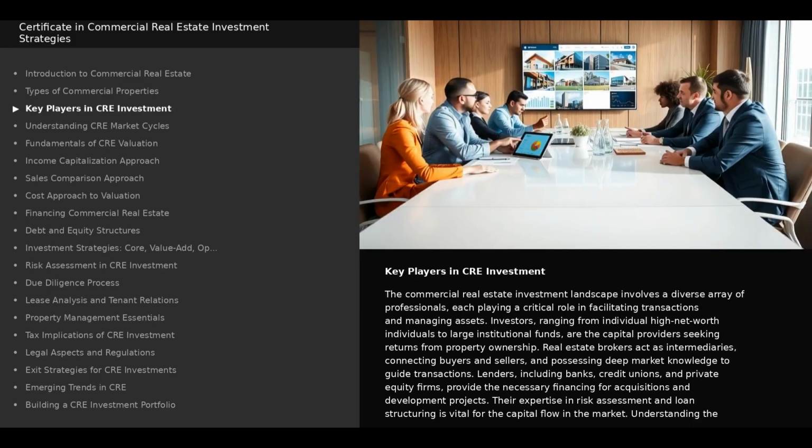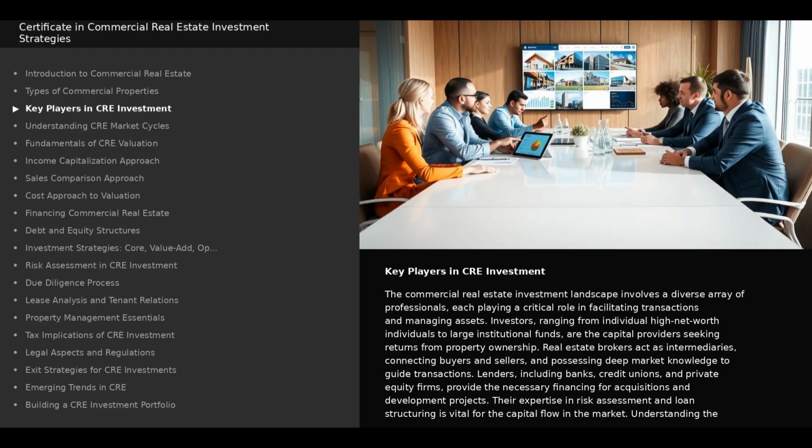Key players in CRE investment. The commercial real estate investment landscape involves a diverse array of professionals, each playing a critical role in facilitating transactions and managing assets. Investors, ranging from individual high-net-worth individuals to large institutional funds, are the capital providers seeking returns from property ownership.